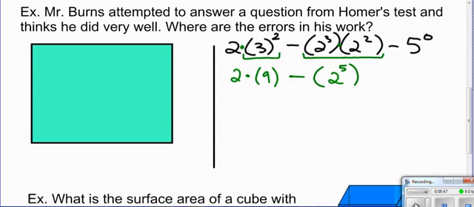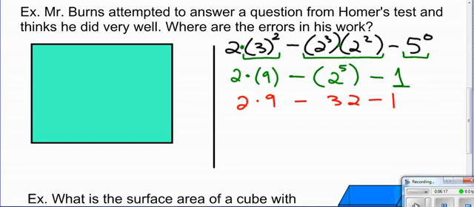minus 5 to the power of 0. Well, anything to the power of 0 has a value of 1. Okay, still not quite done. 2 to the power of 5, I'm going to get a value of 32. Let me double check. Yeah, 32. So we have 2 times 9 minus 32 minus 1. Okay, exponents are gone. Now I have some multiplication and I have some subtraction. So we're going to multiply first, and we get 18, take away 32, take away 1.